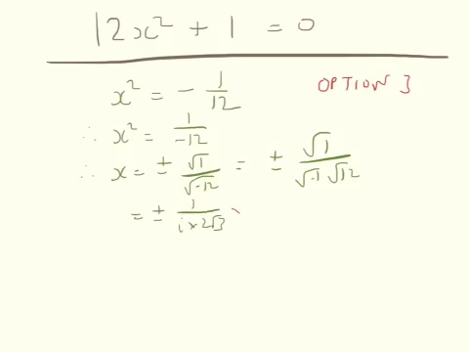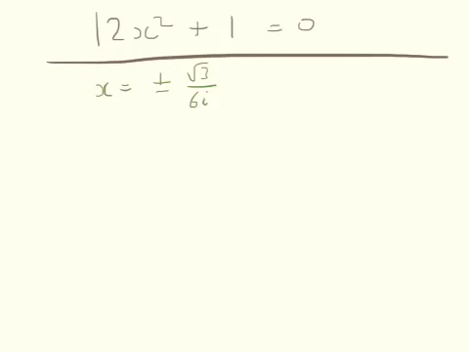So we need to rationalise the denominator, multiplying top and bottom by root 3 just like before, and we get plus or minus root 3 over 6i. We've rationalised the denominator, so there's no longer a surd on the bottom of the fraction, but it still looks wrong because there's an i on the bottom of the fraction. We don't want that.